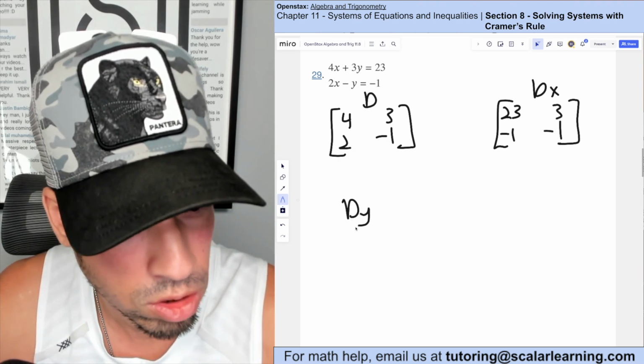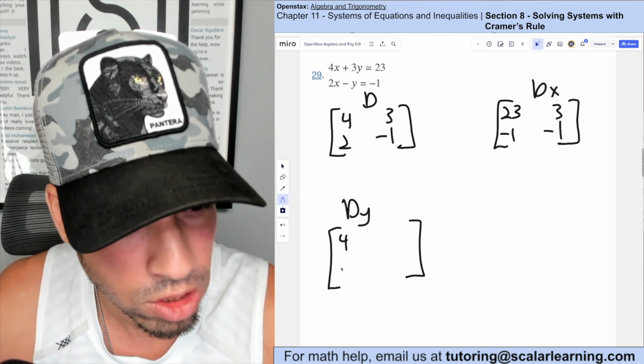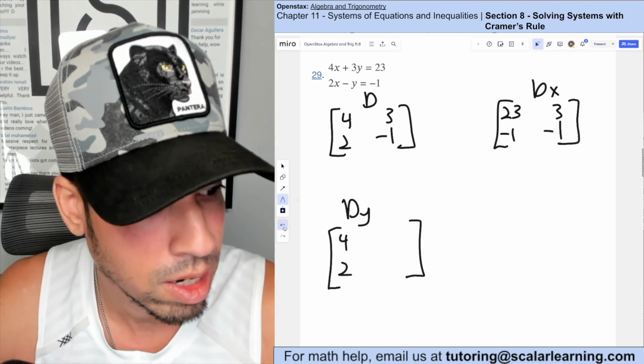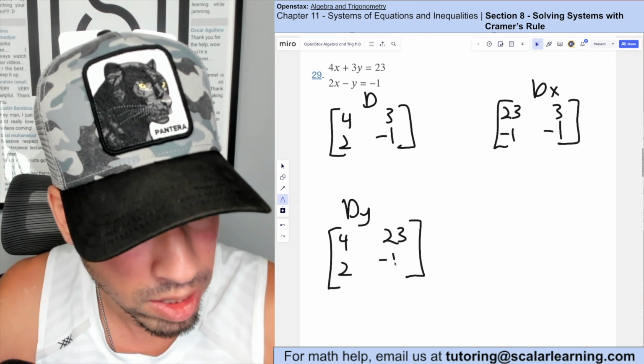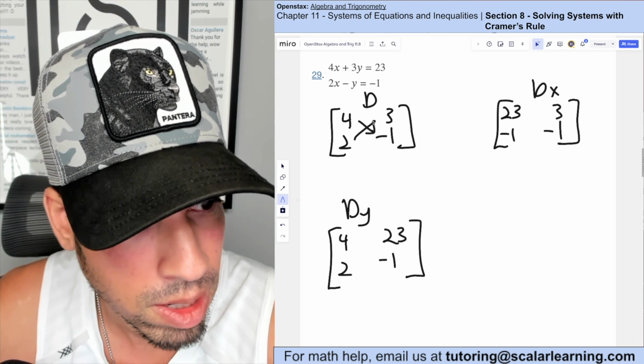And then we're going to do it for the y's. So we're going to replace the y's, keep the x's, 4 and 2, replace the y's with these guys. So then we have 23, negative 1. Now we're going to calculate each of these determinants. This times this minus this times this.